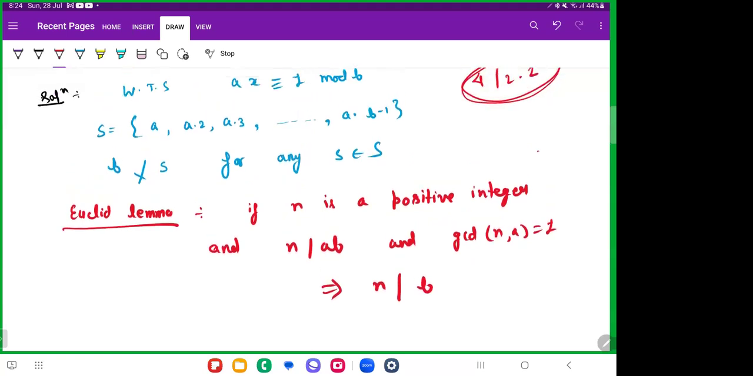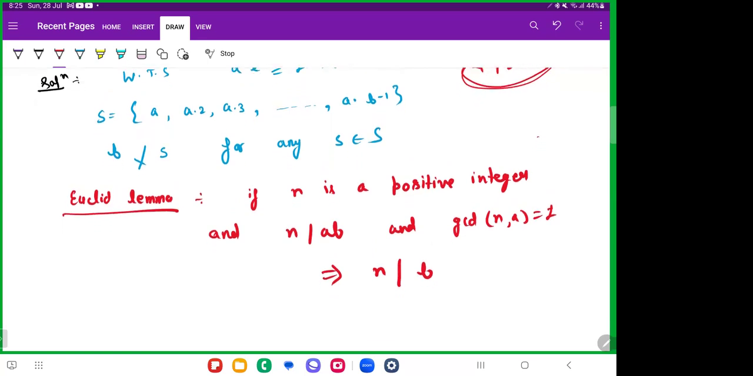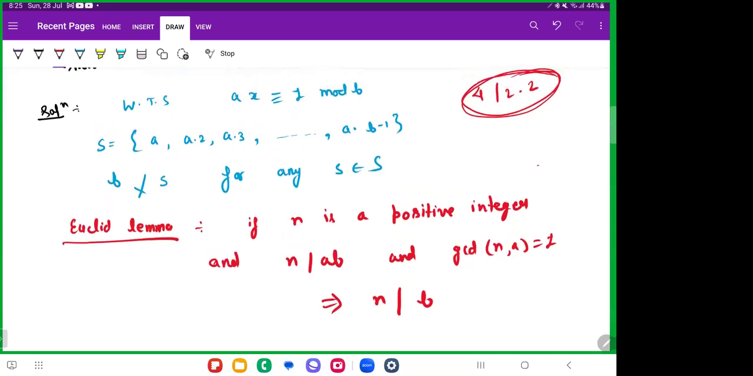So that means B does not divide S for any S because GCD of B comma A is 1 and B cannot divide anything lesser than B. So that means this B does not divide any element of this set S just by using Euclid's lemma. So now this is clear. So can you think something now? I have given you more or less enough hint how you should proceed.